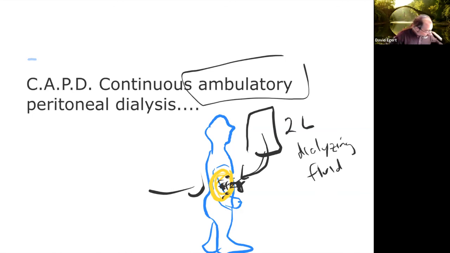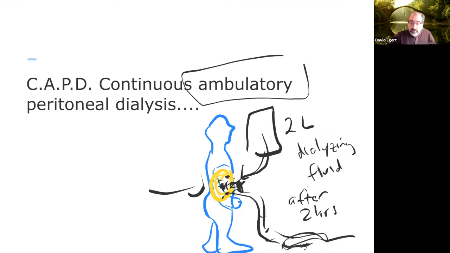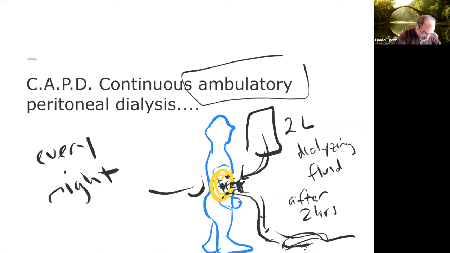And then after 2 hours, you just drain the fluid out. You do this like every day, every night. You put in like 2 liters of the fluid, let it equilibrate and drain it out. So that's another way to do it. There are higher risks of infection because you're constantly putting this stuff into your body cavity and out and all that. But this is another way people deal with kidney failure, to adjust the blood if you don't have the kidneys working properly.